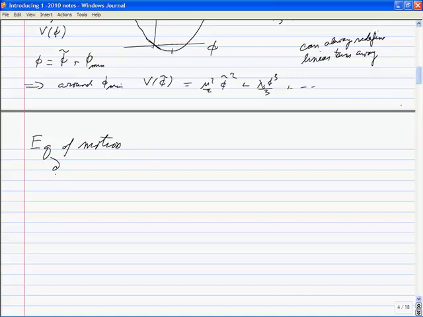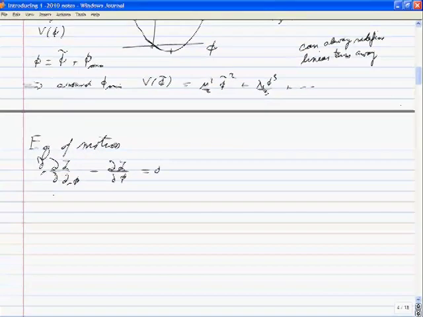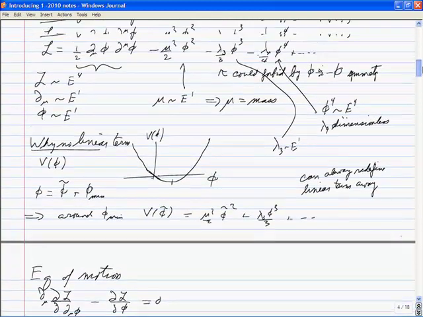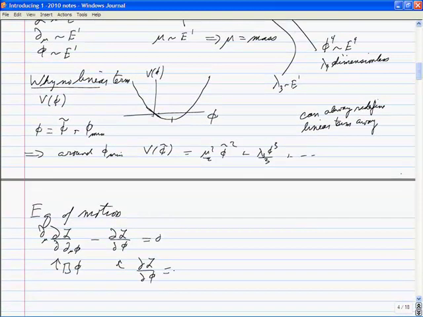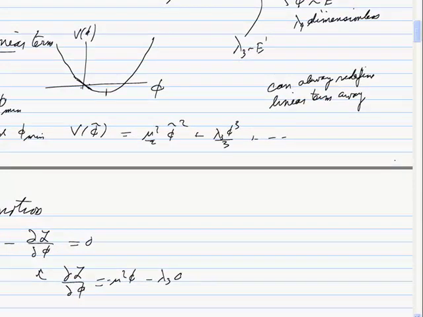Remember, we take the variation of the Lagrangian with respect to d mu phi, and you multiply it by d mu phi, minus the variation of the Lagrangian with respect to phi, set that equal to 0. The first term we've worked out already. This term just gives me box phi. The variation of the Lagrangian with respect to phi is mu squared phi minus lambda 3 phi squared minus lambda 4 phi cubed.